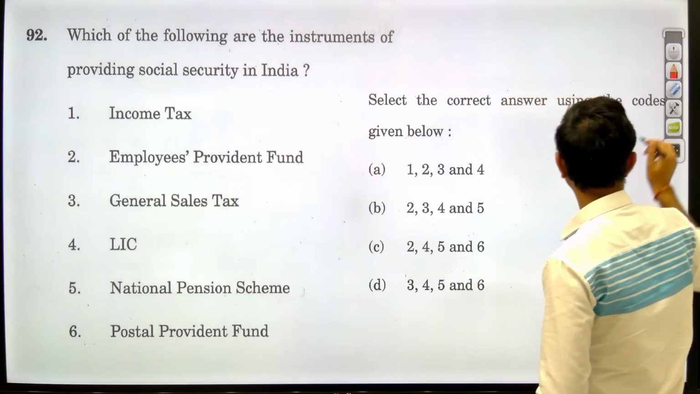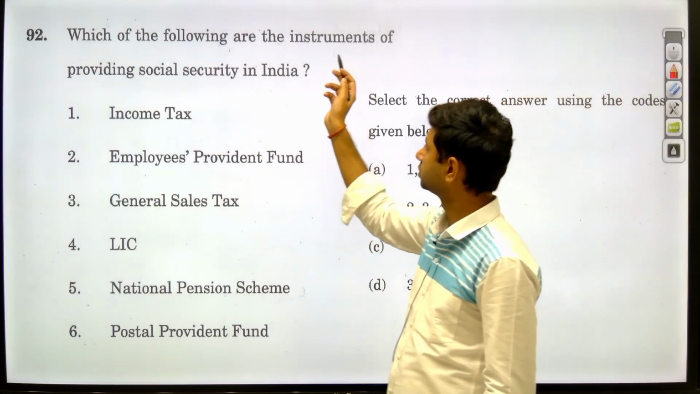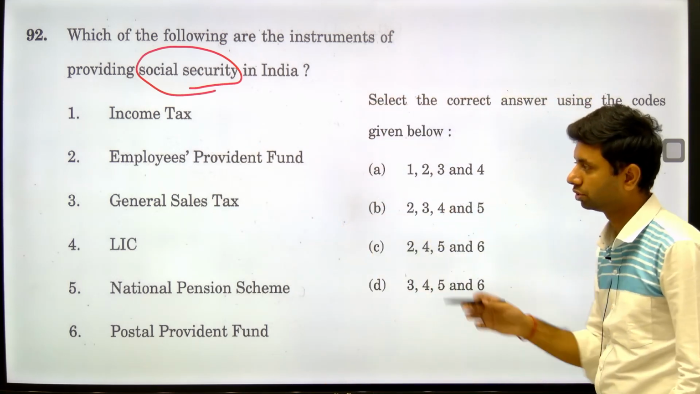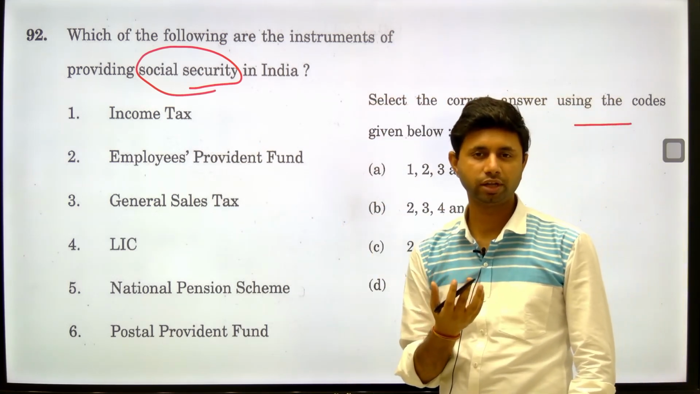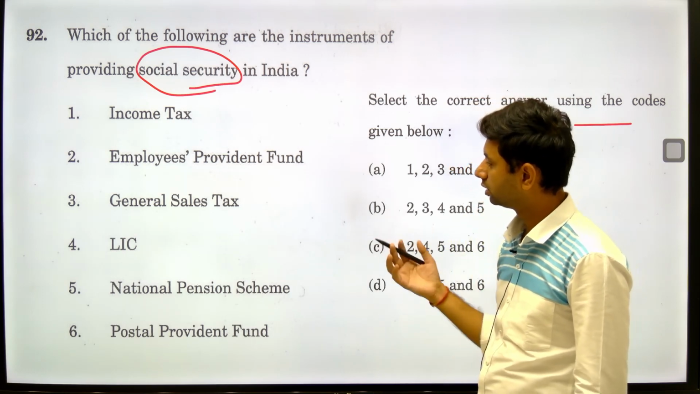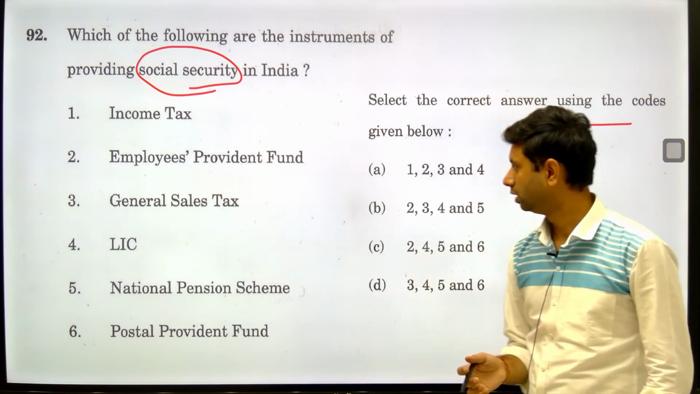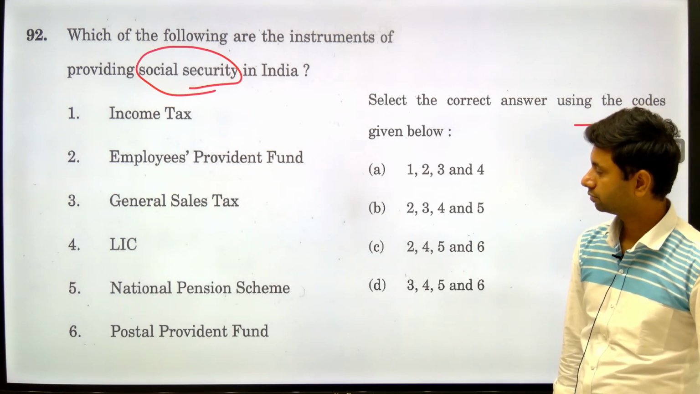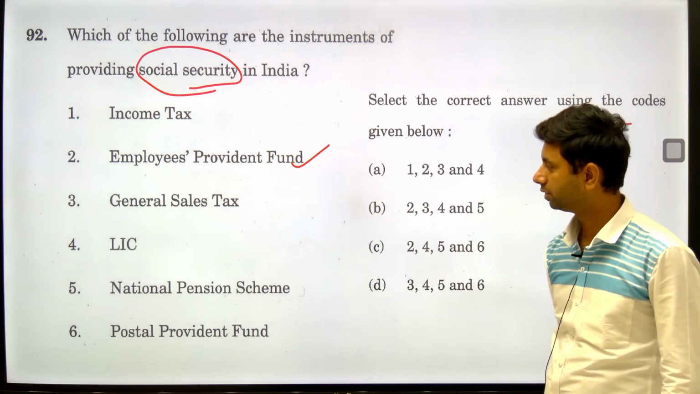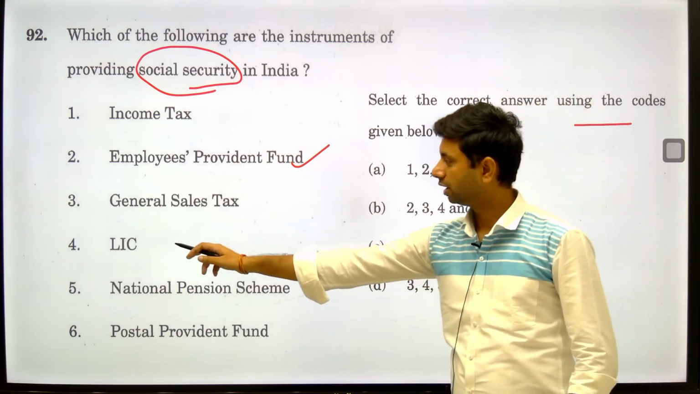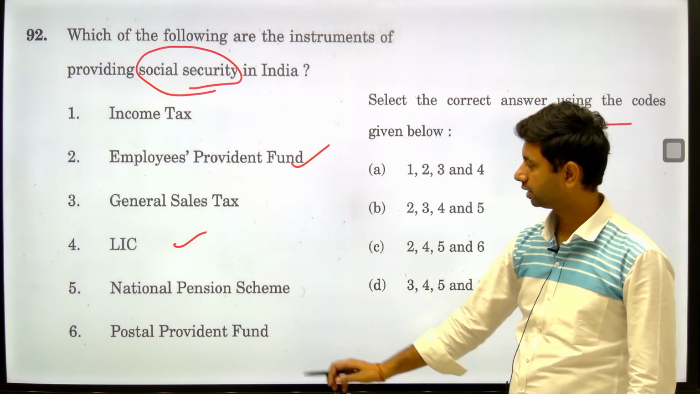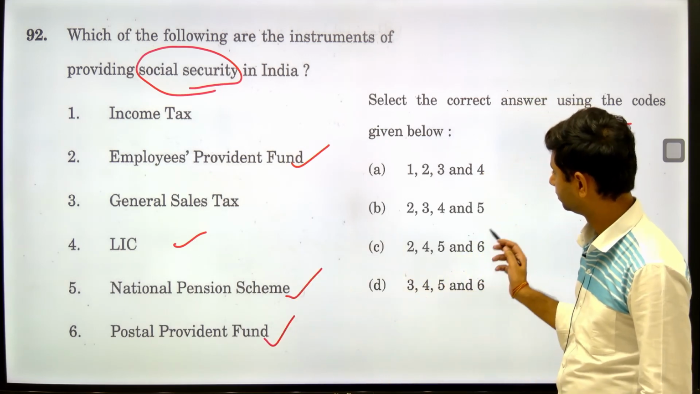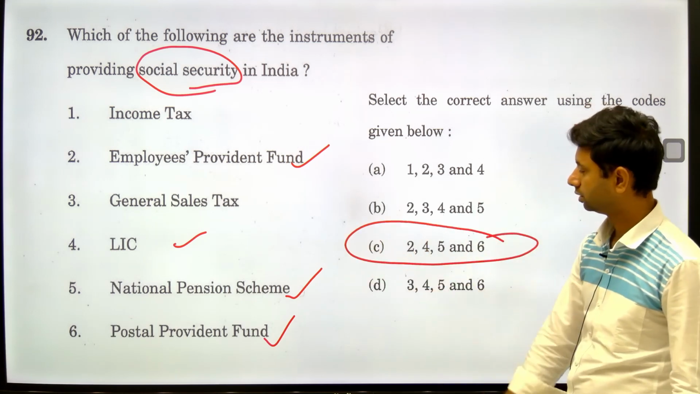Let's move on to the next question: which of the following are instruments of providing social security in India. Select the correct answer. So think of these terms in terms of providing benefits. What all things are actually providing benefits to the people. So accordingly, we'll be able to get through our answer. Employees provident fund, obviously it's providing benefits. LIC providing insurance cover, yes. Pension scheme also. Postal provident fund. 2, 4, 5, 6. C should be the correct answer.